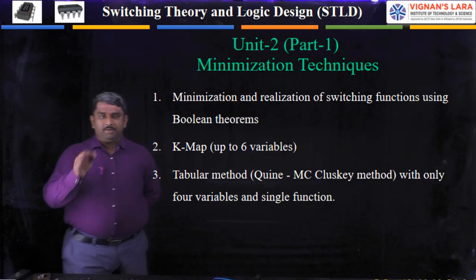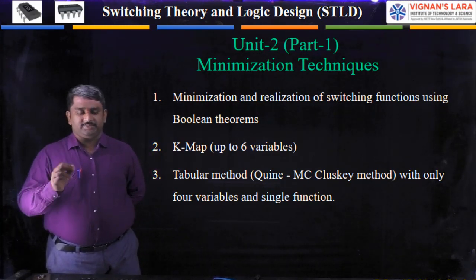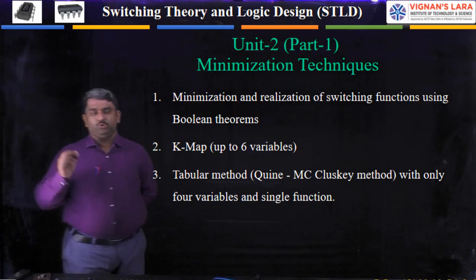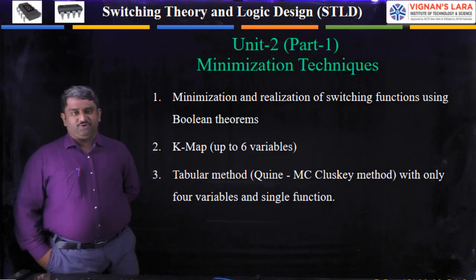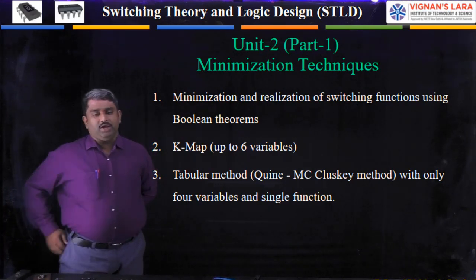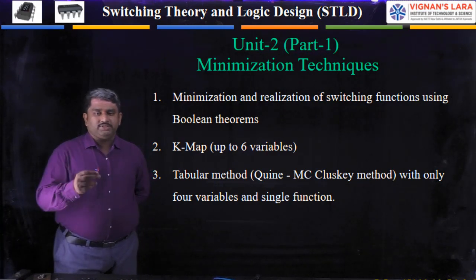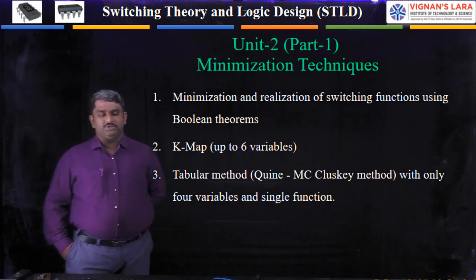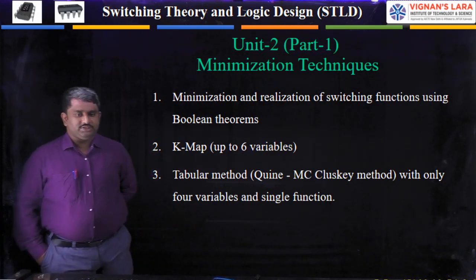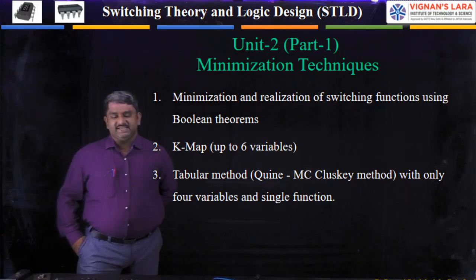So the normal Boolean postulates and theorems. By using these Boolean postulates and theorems, we will simplify all the functions. We already discussed this concept at the end of the first unit. Again, we will discuss some problems on how to minimize functions by using Boolean theorems and postulates. Next, coming to the second topic, K-map simplification process up to 6 variables.